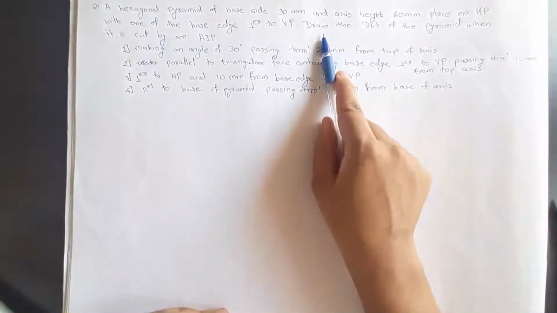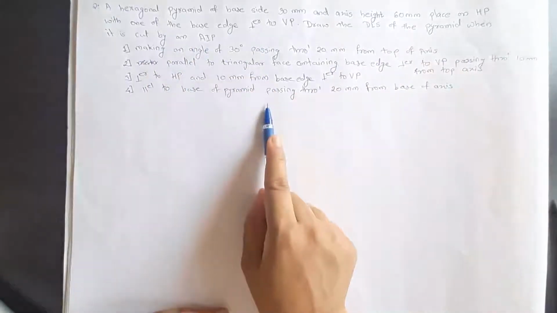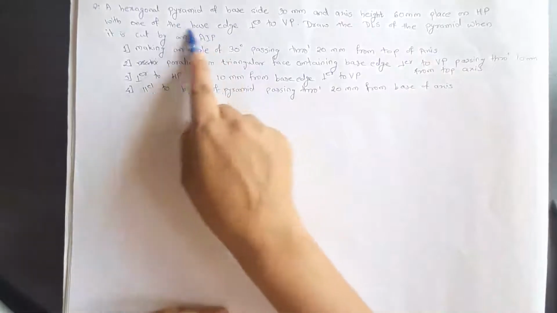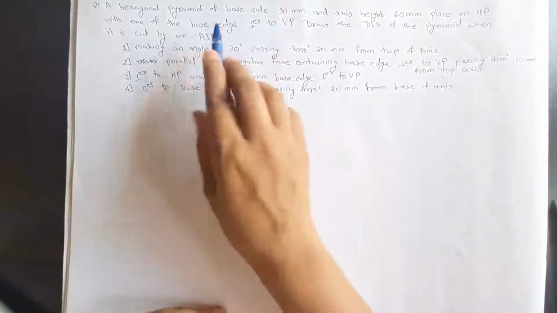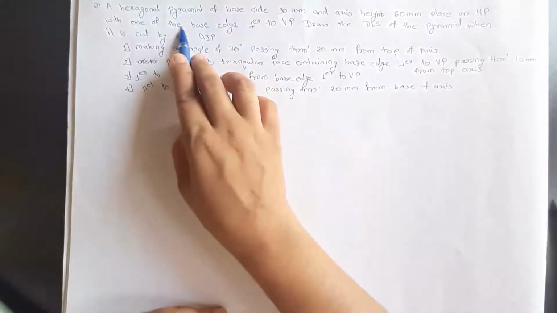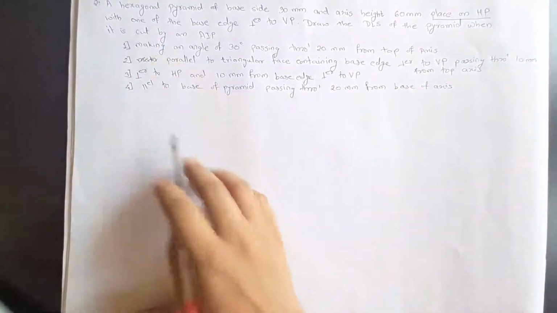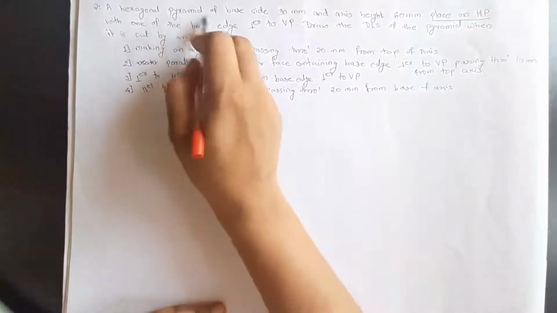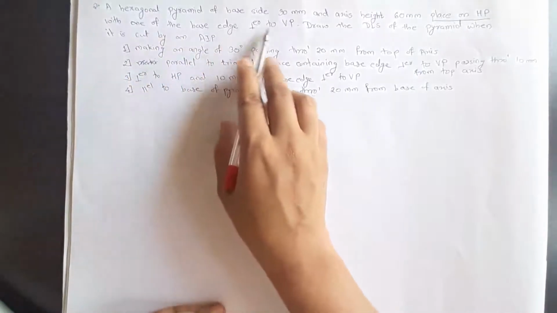Okay, then what is asked in the question? Draw the DLS of the pyramid when the cutting plane, and I have given 4 different cutting planes. Okay, so before moving to the development, let's draw the first stage for the pyramid. As we know, this hexagonal pyramid is placed on HP. So in a top view the hexagon will be visible, and as it is a pyramid, in a front view it will look like a triangle. So the base is on HP, and one of the base edges is perpendicular to VP.